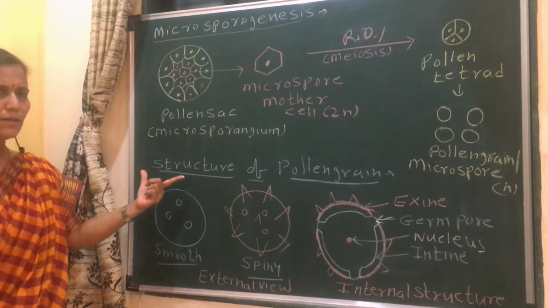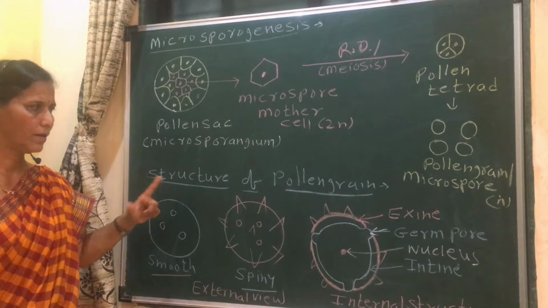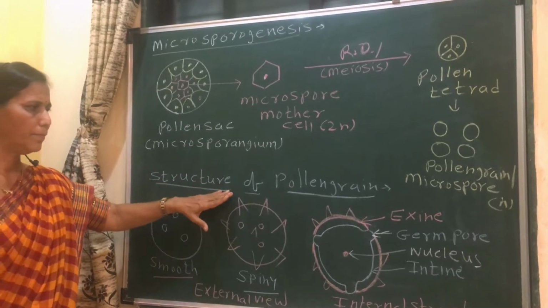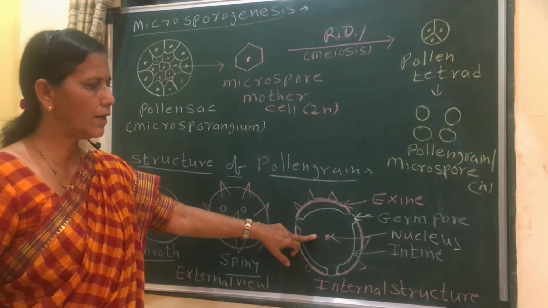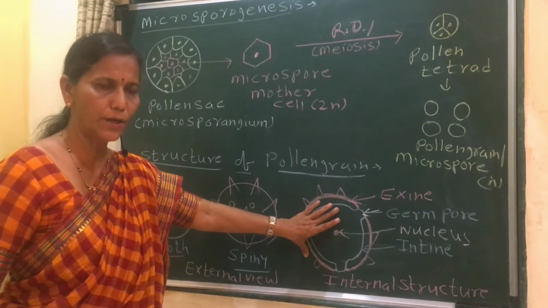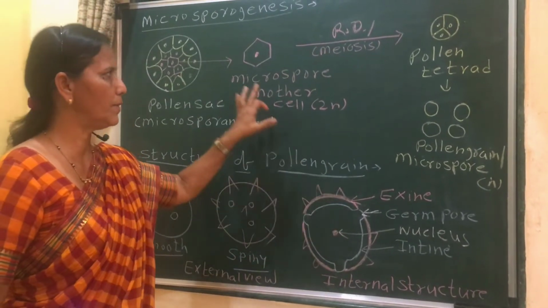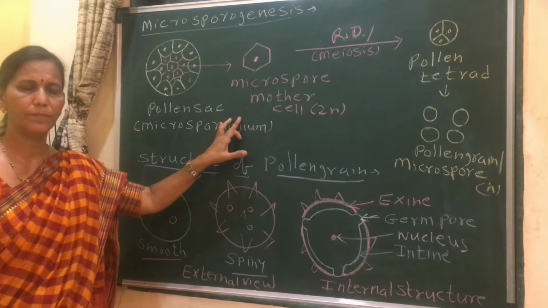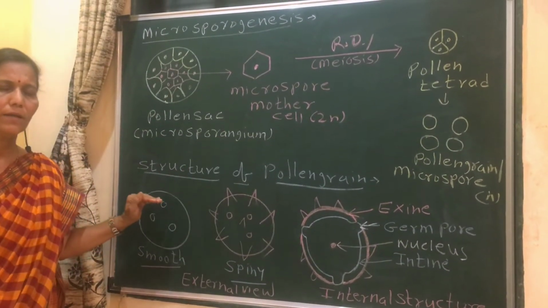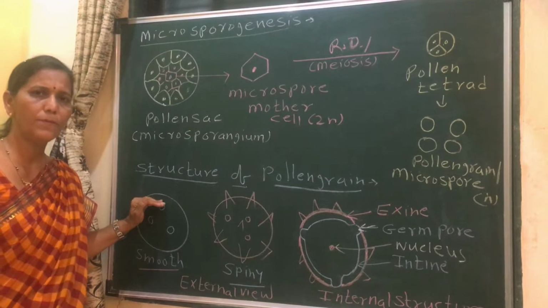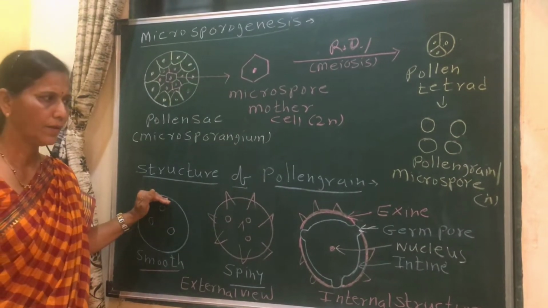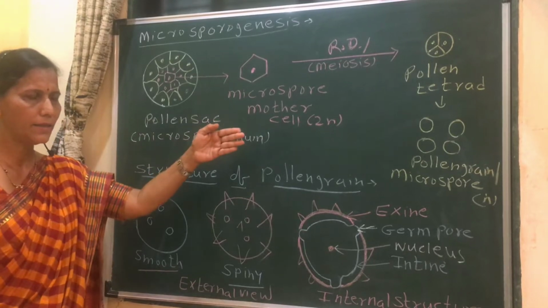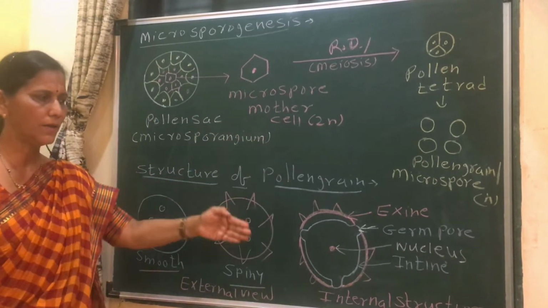Then let's see the structure of the pollen grain. Pollen grain is a uninuclear, unicellular structure which is produced from this microspore mother cell. This pollen grain is the first stage of the haploid or gametophytic generation. Means the gametophytic generation starts from this pollen grain.